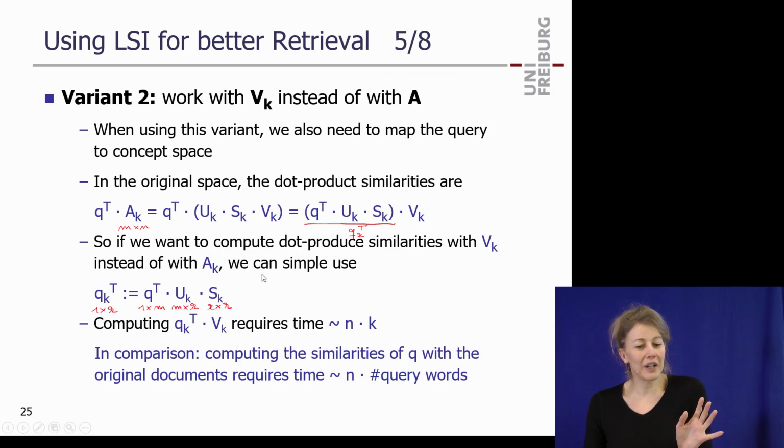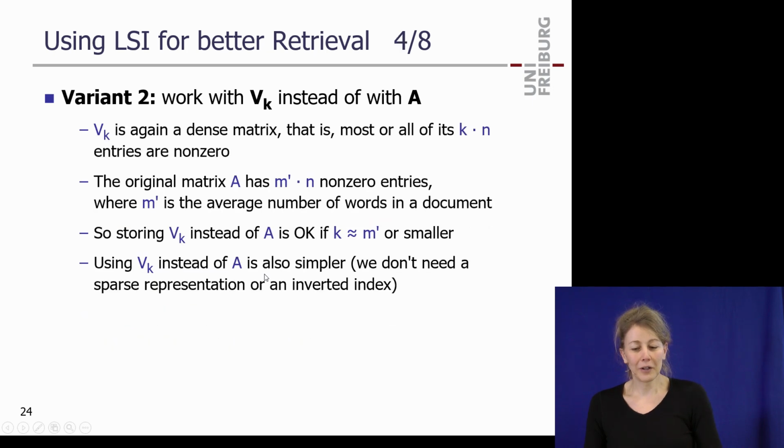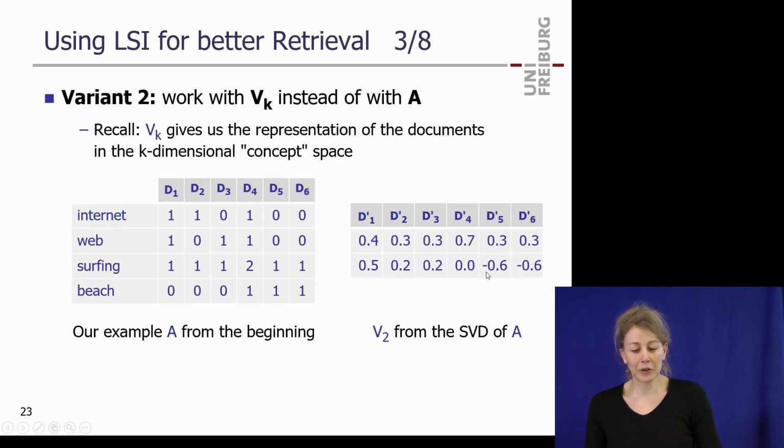But if you just take variant 2, it does the same thing. I mean, that's the method you would actually use. You would just take the representation in the lower dimensional space, which is dense, but if you have a small k, not bad, and then do all the computation there.